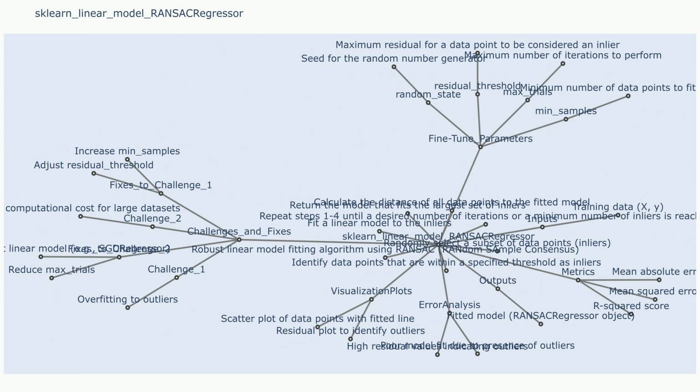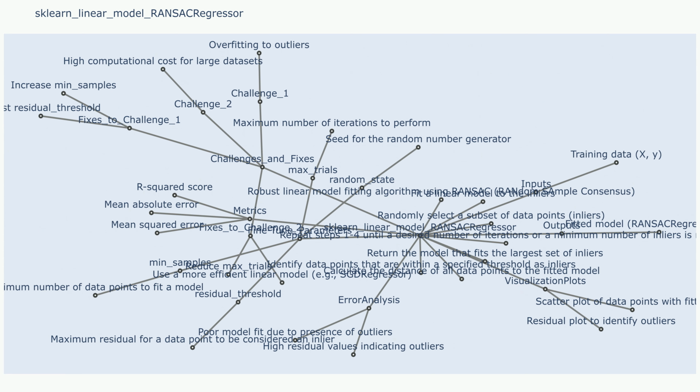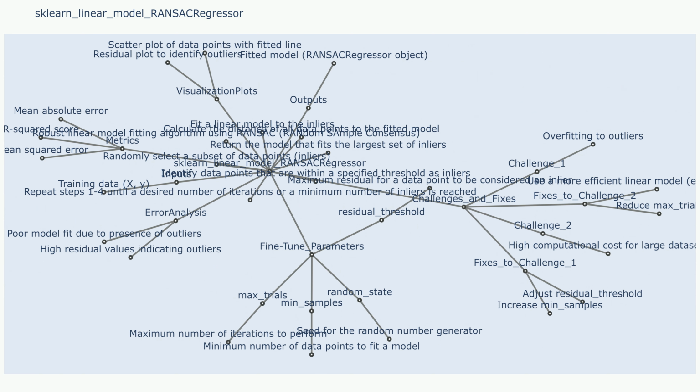Challenge 1: The RANSAC algorithm can be sensitive to the choice of the residual threshold parameter. If the threshold is too high, the algorithm may include outliers in the inlier set, leading to a poor fit. If the threshold is too low, the algorithm may exclude valid data points, leading to an incomplete fit.